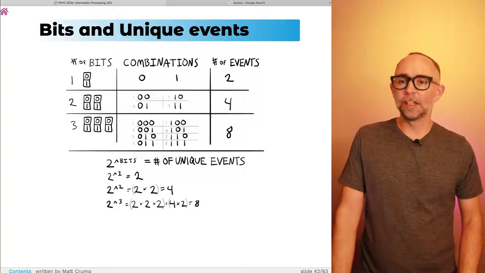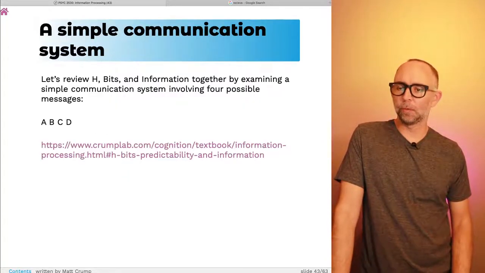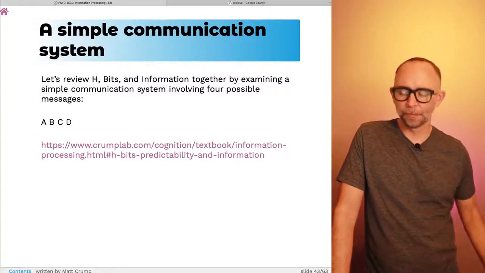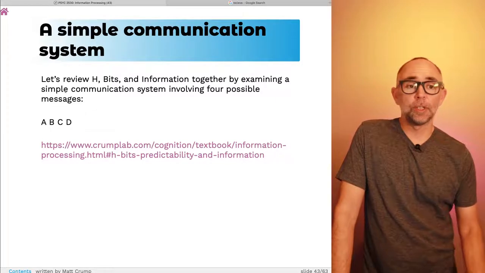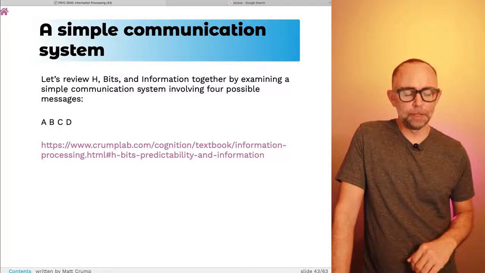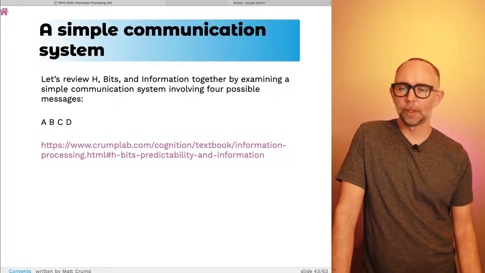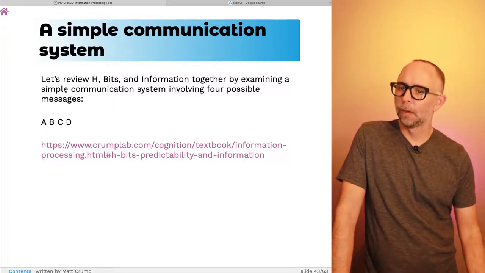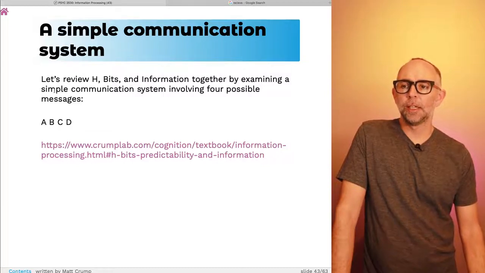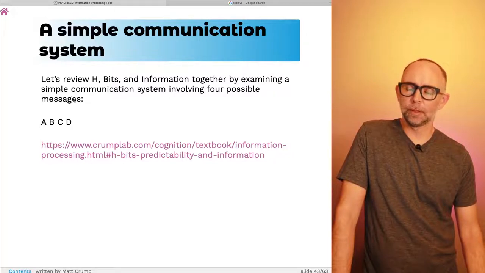All right, I know this is getting a little bit math heavy, but we're going to continue because there's one important thing that we need to get to before we jump back into cognitive psychology and see how these measurement tools were applied to explain a performance effect. So we're going to review H, bits, and information together by examining a simple communication system involving 4 possible messages. This is getting a little bit abstract. Our messages are going to be A, B, C, or D.